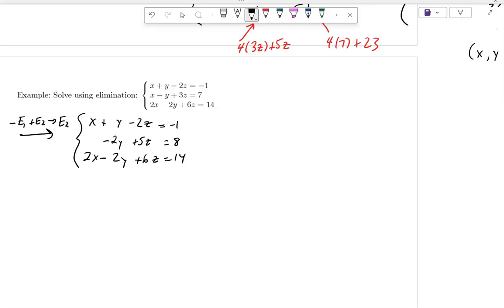Not only do we want to get rid of that x, we want to get rid of the 2x. What do we need to add to 2x to get rid of 2x? Negative 2x, right? So how are we going to get negative? What do we need to do then to get rid of that 2x? Negative 2 equation 1 plus equation 3, replace equation 3. The only equation getting changed is the third one.